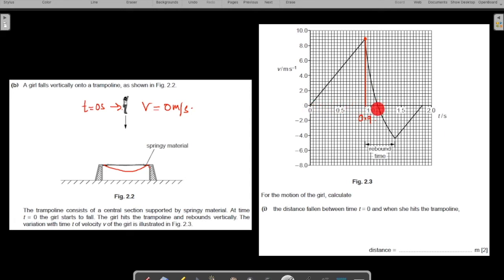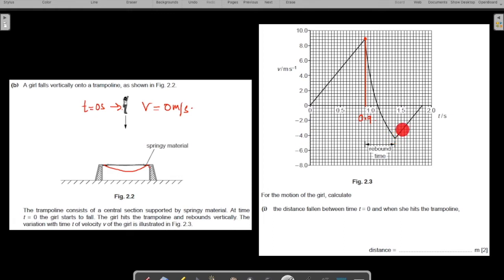Now the trampoline is pushing her back. Negative speed has started coming. After this particular time, negative speeds are coming. That means she is now moving upward. Starting from this point, she is moving upward. This is what it means. She is getting a push. Her speed is increasing at a larger rate. She reaches the maximum speed, -4.